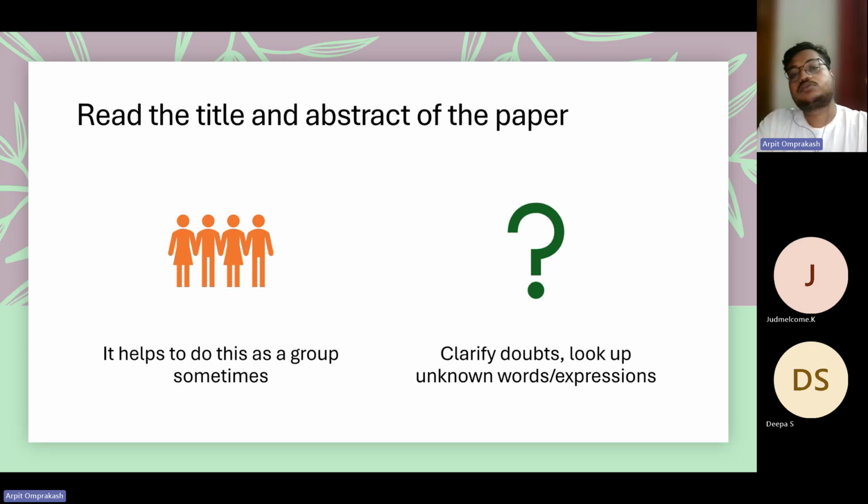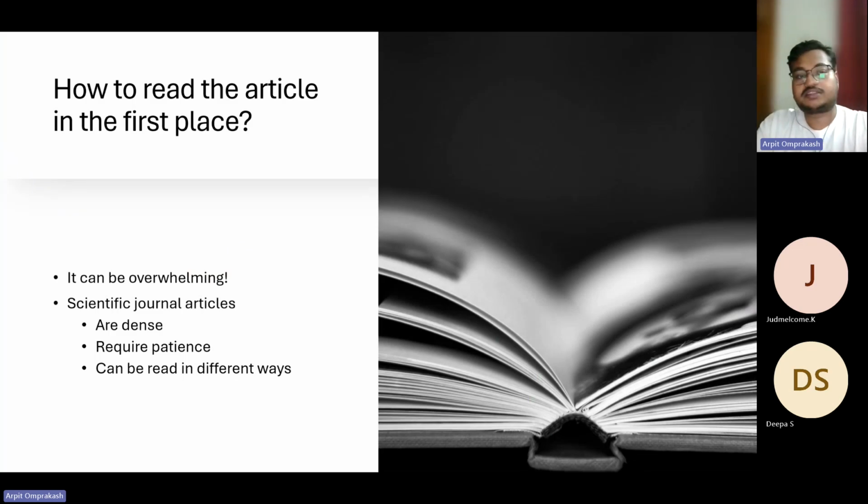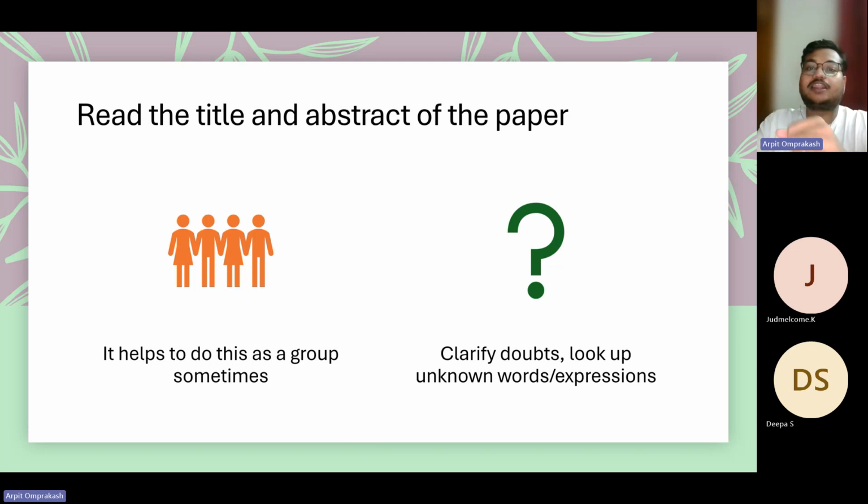Right. So the process that ma'am describes, I'll describe that to read research papers. The first thing is to read the title and the abstract of the paper. Sometimes it might be better to do this as a group, and always, when you're reading the title and the abstract, try to clarify your doubts, try to look up words or expressions that you find difficult or don't know.